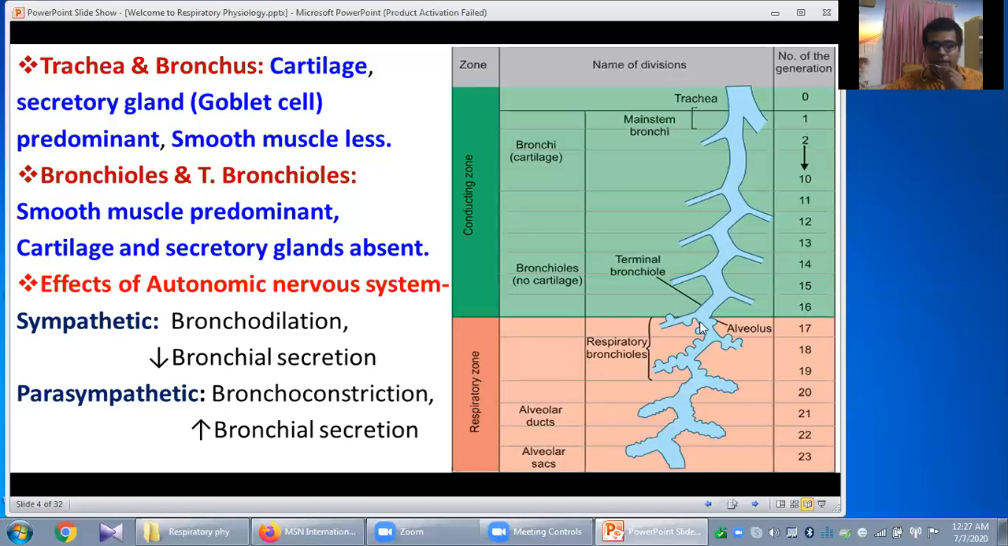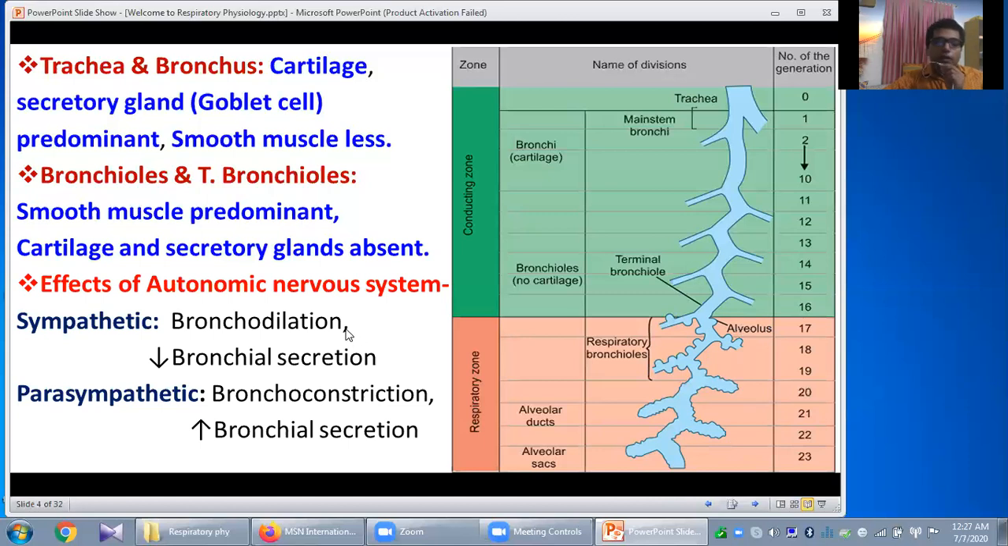Okay, and then from the 17th generation to the 23rd generation, there is no cartilage, no smooth muscle, no goblet cell. It consists only of elastic tissue and a layer of epithelium.